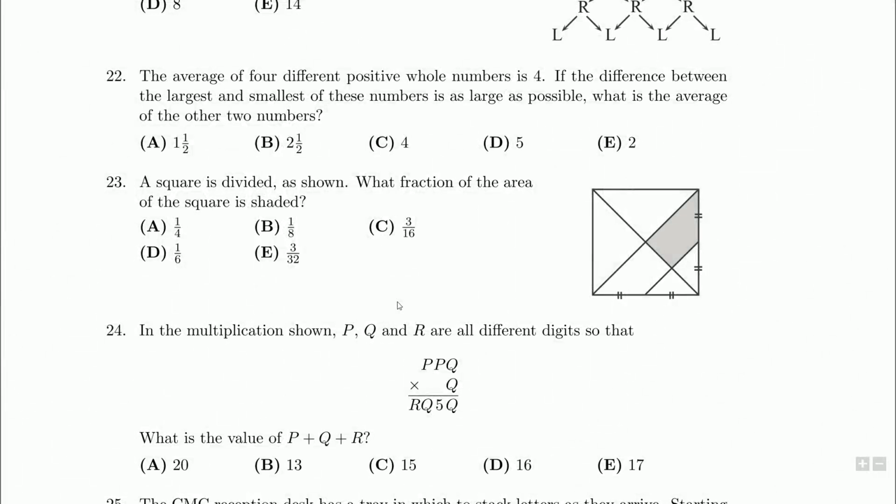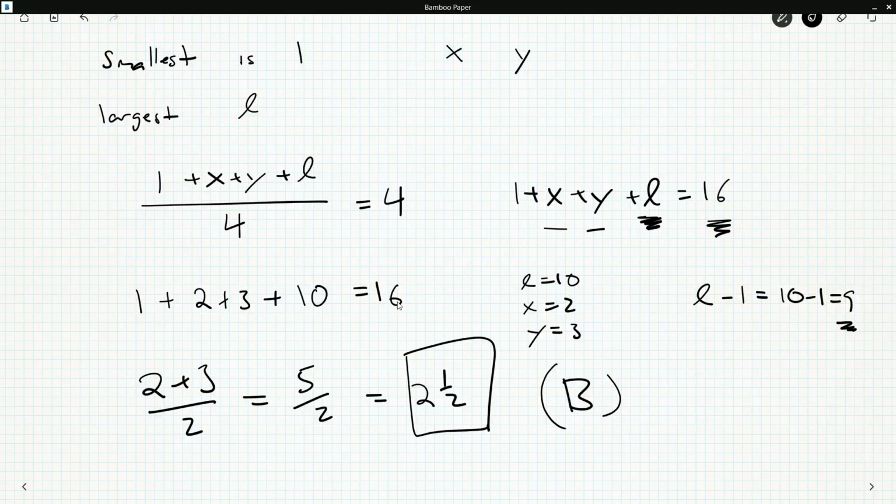We're looking now at question 23 on the grade 7 Gauss from the year 2007. A square is divided as shown. What fraction of the area of the square is shaded? Okay, so I notice we've got congruent lengths here. The square's sides have been split in half. Well, let's copy our picture over and see what we can see.